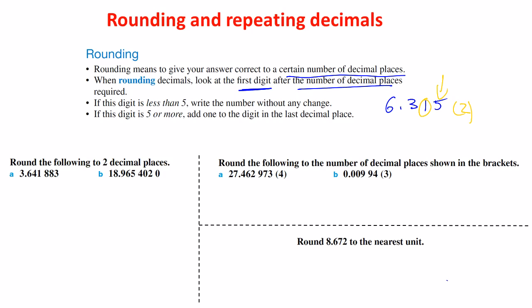When we look at that number, we look at these 2 rules. First rule is if it's less than 5, the number remains unchanged. So the answer would be 6.31. If it's 5 or more, and in this case it is 5 or more, we add 1 to this number here. So that becomes 6.32. And that's what our answer would be.